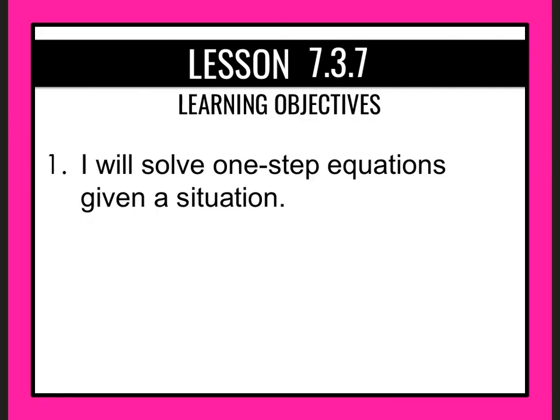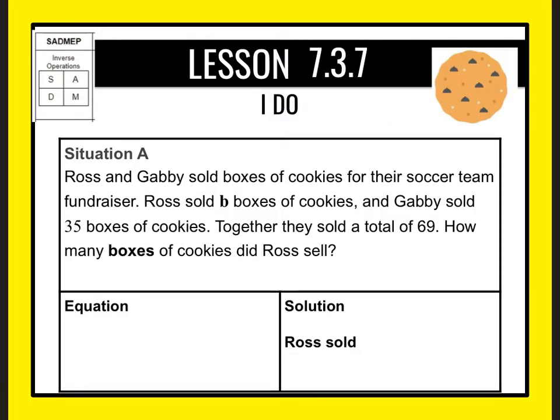The learning objective is I will solve one-step equations given a situation. So let's look at the first situation. Ross and Gabby sold boxes of cookies for their soccer team fundraiser. Ross sold B boxes of cookies. So there we go. We don't know what Ross sold, we just know he sold B boxes. Gabby sold 35 boxes of cookies. We do know that together, though, they did sell a total of 69 boxes of cookies. So how many boxes did Ross sell?